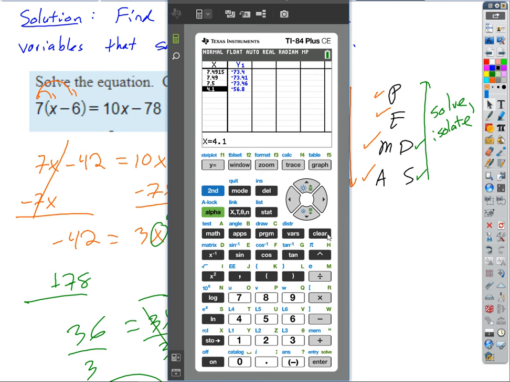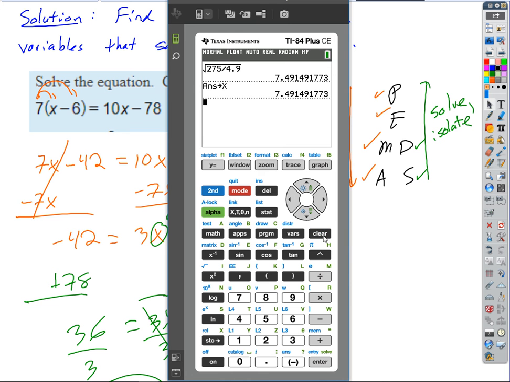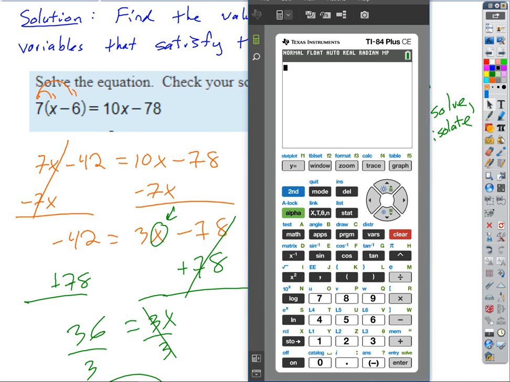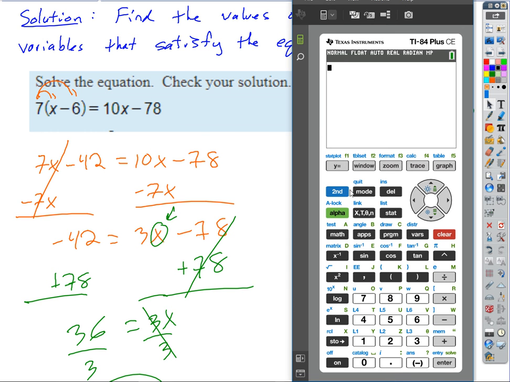Okay, if the value I'm checking is, was it 12? Is that right? If the value I'm checking is 12, do this. Store that as x. So I'll type in the number 12, and then I'm going to hit the store. STO is store. I'm going to store that as x. And then I have to hit enter.